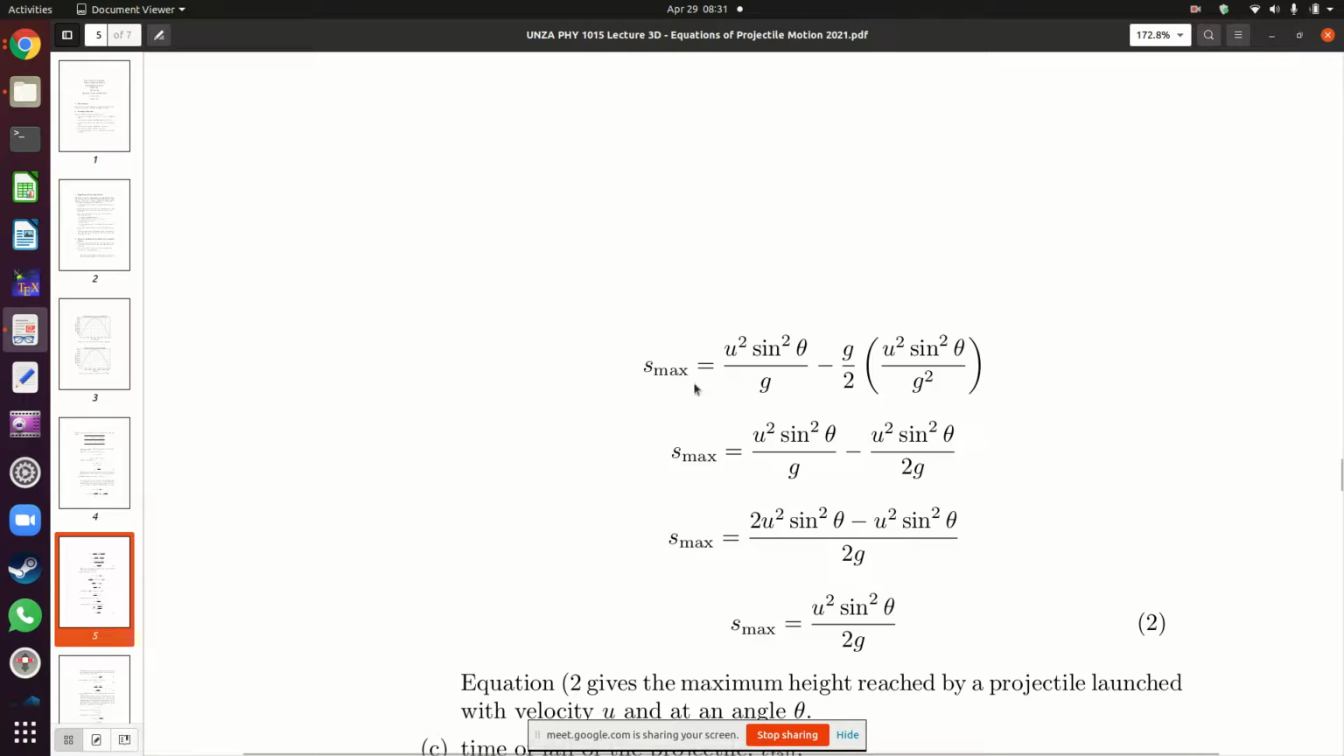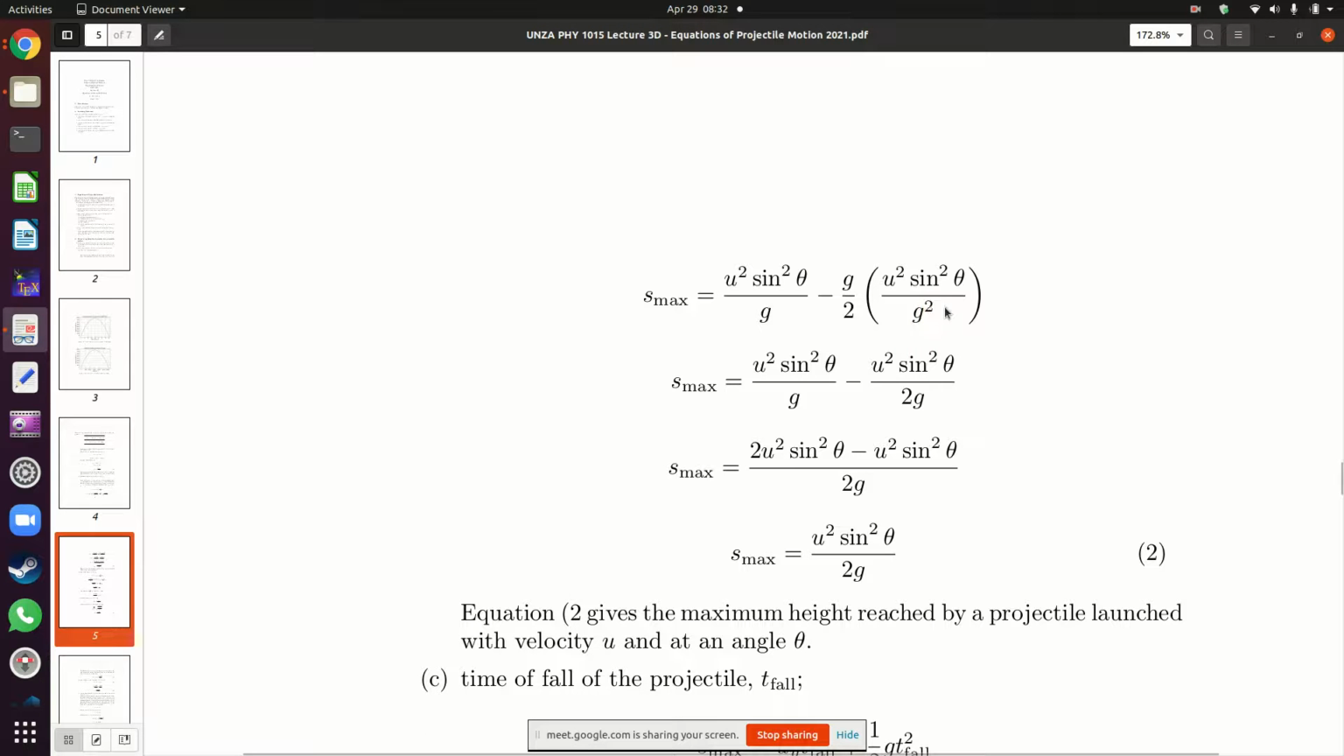So when you do the expansion, you end up with S max is equal to u squared sine squared theta divided by g minus g over 2 u squared sine squared theta divided by g squared here. So there's a g on top here. It's going to cancel out one of the g's here. So when one of the g's cancel out, then you multiply this 2 times the remaining g, you end up with 2g here. So you end up having S max is equal to u squared sine squared theta divided by g minus u squared sine squared theta divided by 2g.